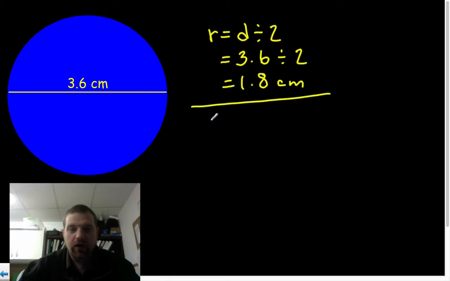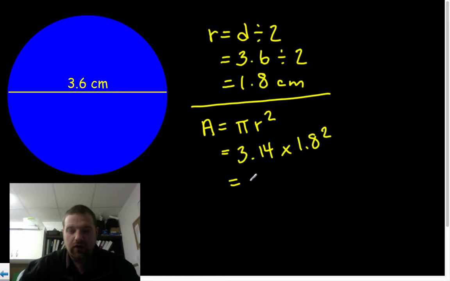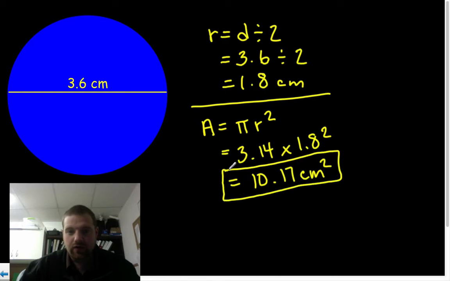Now we can use the radius in the formula for area of a circle, which is the area is equal to pi r squared. So 3.14 times 1.8 squared, and this will give us a total area of 10.17 centimeters squared. So the area for this circle would be 10.17 centimeters squared.